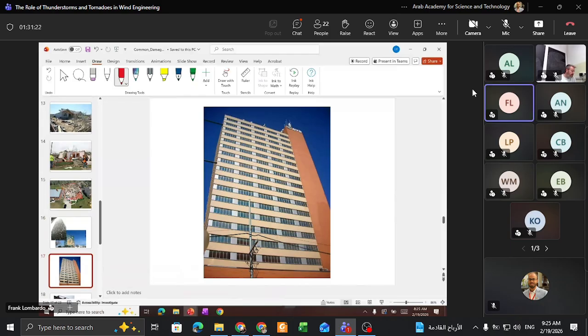Okay, here's the building in Lubbock. It's still operational now. It has a permanent deformation. I can't remember how much now, a few inches, I think. So this is still operational, but this was the high-rise building that was permanently deformed in a tornado.